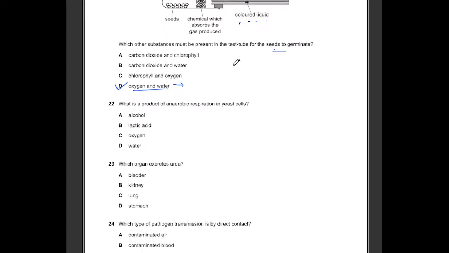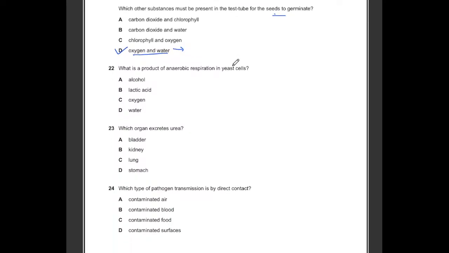Fine. What is a product of anaerobic respiration in yeast? Ethanol is there or lactic acid is there. What is anaerobic respiration? In the absence of oxygen, it is taking place where the glucose, C6H12O6, is converted into ethanol. Fine, this is what is there. So it's alcohol. Okay. Which organ excretes urea? Bladder, kidney, lung, stomach. Stomach, no. Lungs, no. So bladder and kidney now. Now tell me, bladder is something which is storing the urine. So who is doing it? It is kidney.